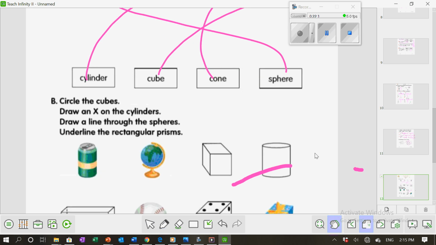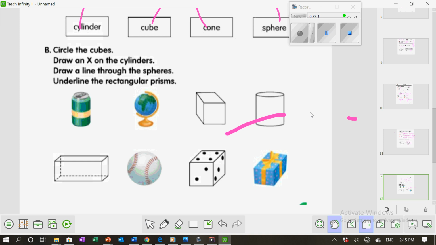Let's go down. They said circle the cubes, draw an X on the cylinder. So cylinder X's, cube circles, a line through the spheres, and underline the rectangular prism. So cylinder, is this a cylinder? Yes, I put X. This is what? Excellent. Sphere, draw a line through. Here is what? Cube. Excellent. Circle it. This one I drew by mistake.